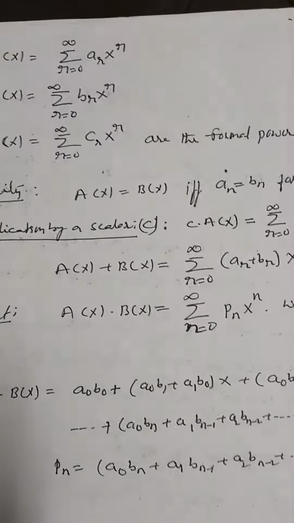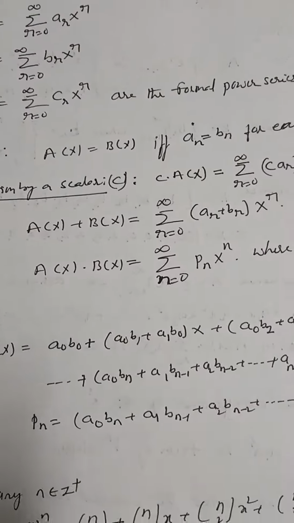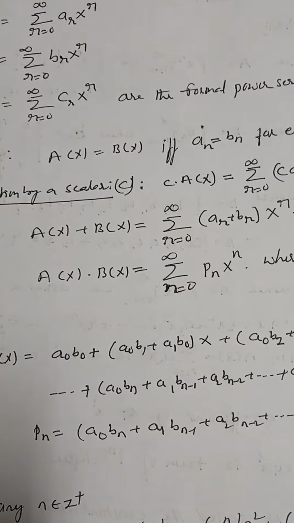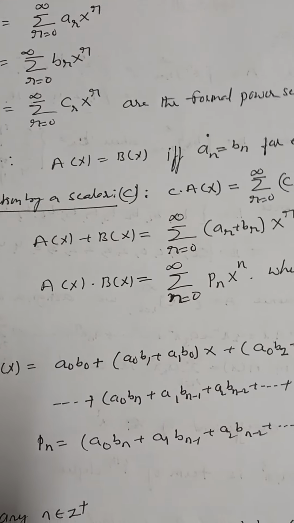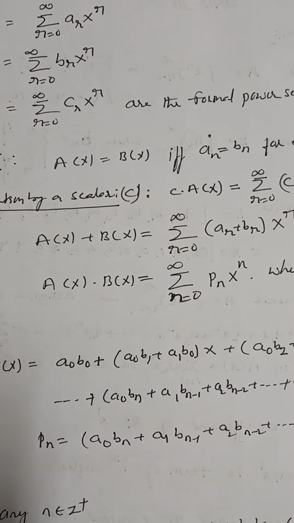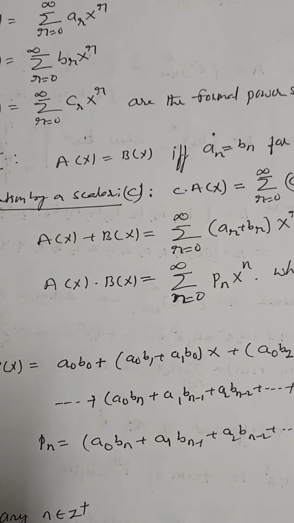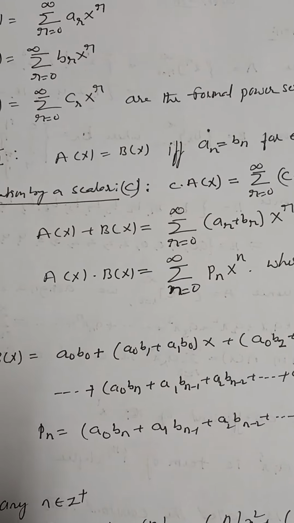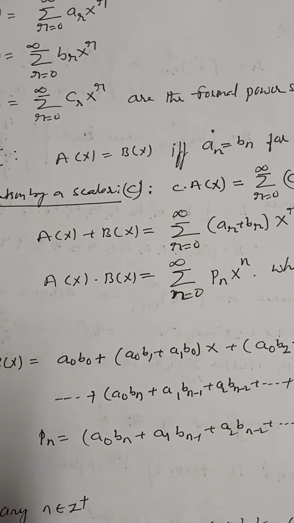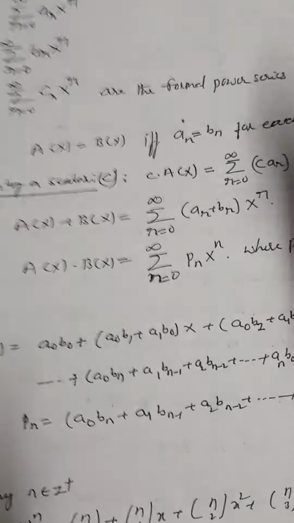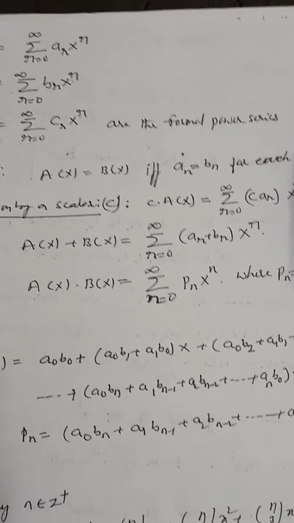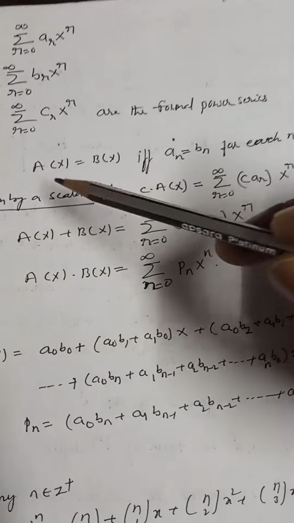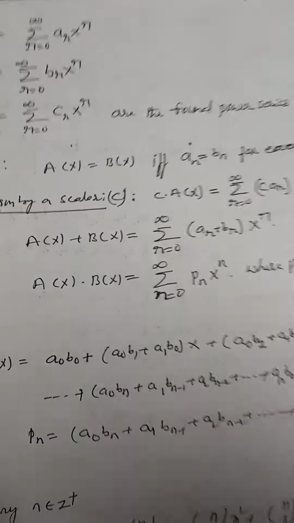Now two formal power series are said to be equal, a of x is equal to b of x, if their corresponding coefficients are equal, right? The coefficient of x to the power of i in the first series is equal to the coefficient of x power i in the second series. If both are equal, then we can say that the given two series are equal, right? Therefore we can write a of x is equal to b of x.